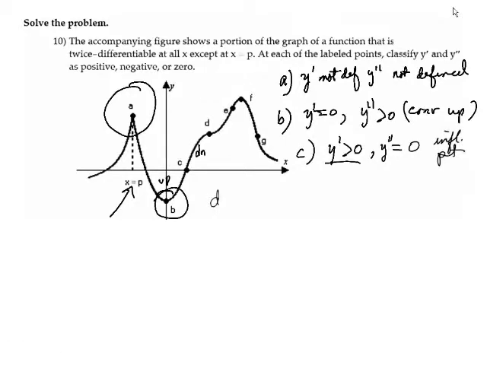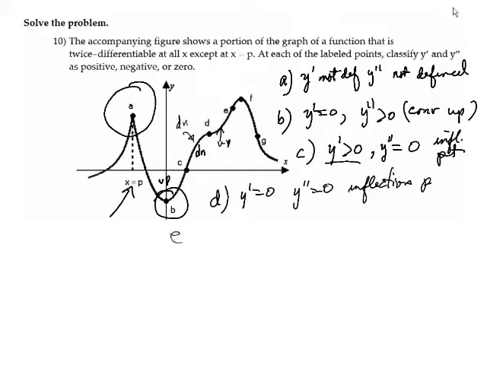Now D, it looks like the first derivative is equal to 0. And it looks like it's going from concave down to concave up. So we would think that the second derivative was equal to 0, and that is an inflection point. See, it's up here, it's down here.